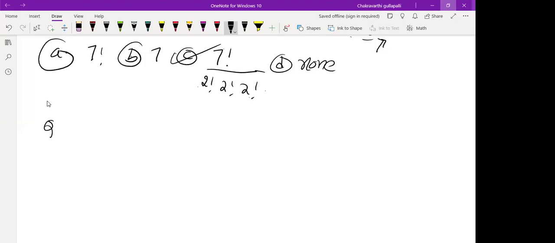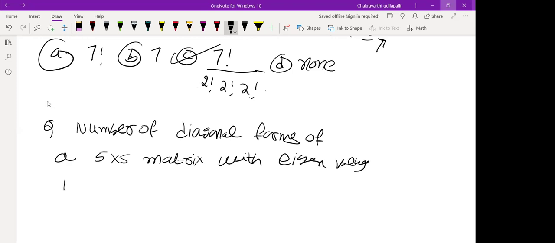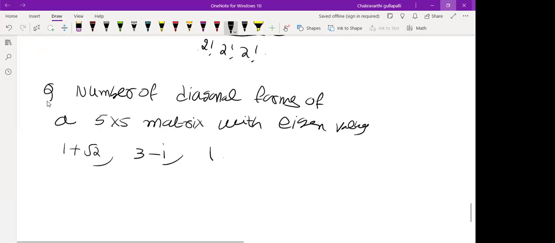I'll give you one. Number of diagonal forms of a 5 by 5 matrix with eigenvalues 1 plus root 2, 3 minus i, and 1.